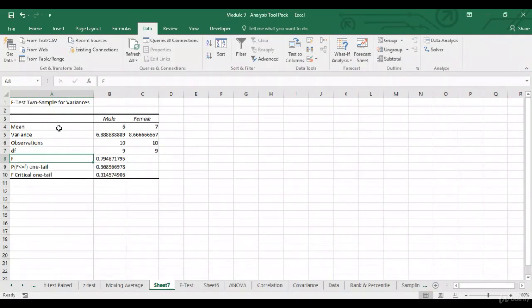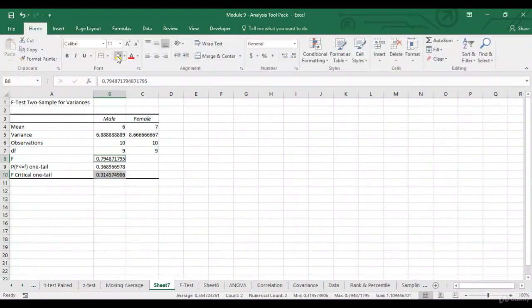Now my F calculated over here is 0.7948, whereas my F critical is 0.31457. Now this F is calculated by dividing 6.888 by 8.667. Since this F calculated is more than F tabulated or F critical, we reject the null hypothesis that there is no difference between the study hours of the male and the female population.